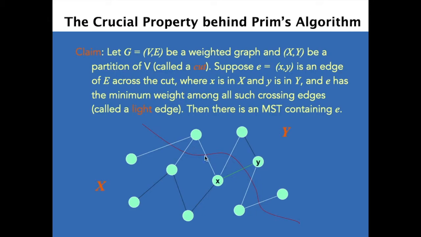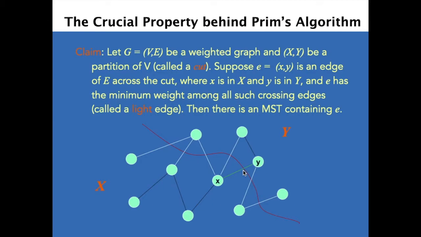So ito yung mga white edges natin dyan. Okay, so suppose you have a light edge, and that light edge is the minimum weight among all the edges passing through. And that edge connects x to y. Ang sabi dito sa claim is that the edge xy should be part of the minimum spanning tree.